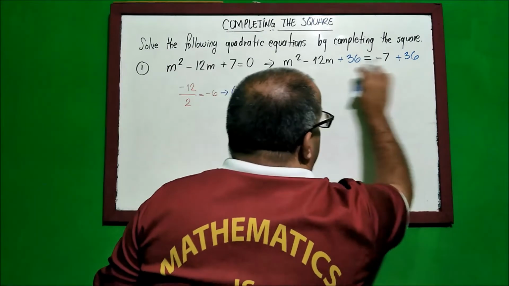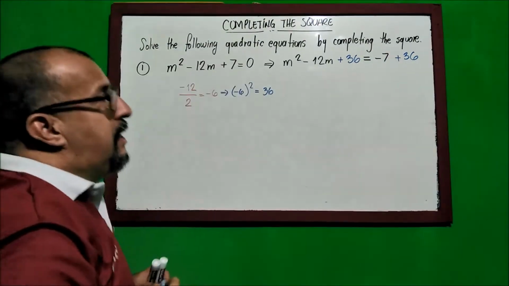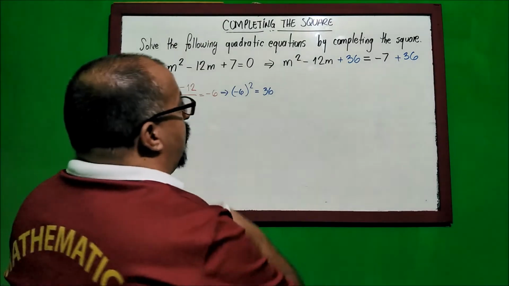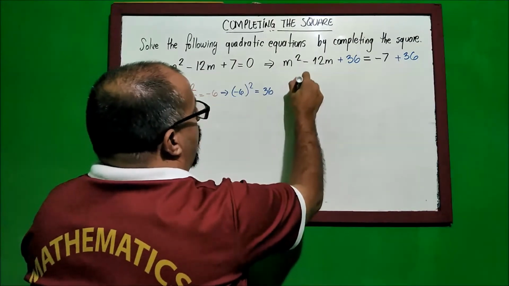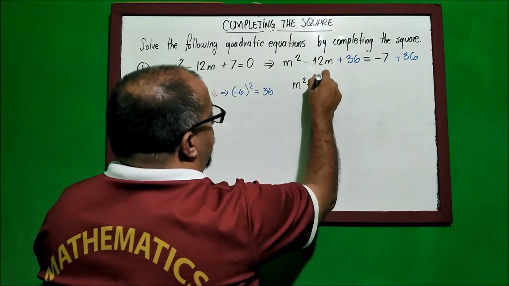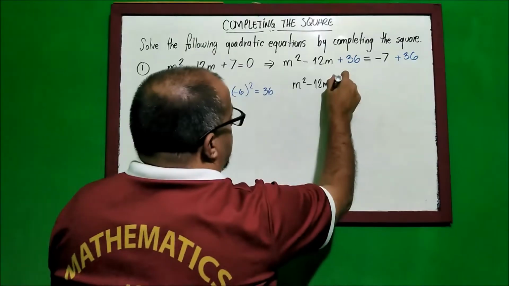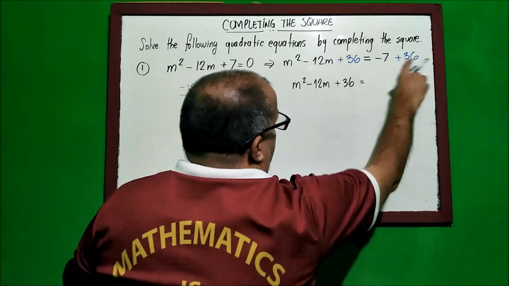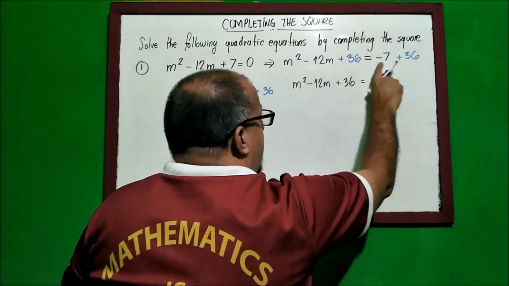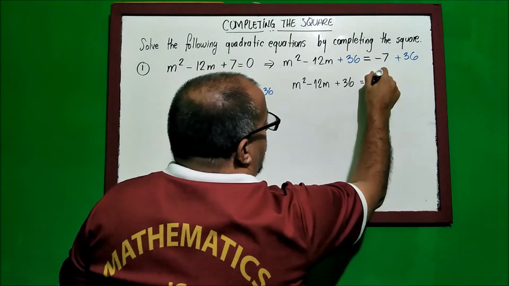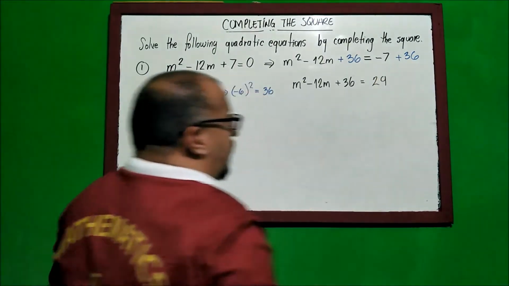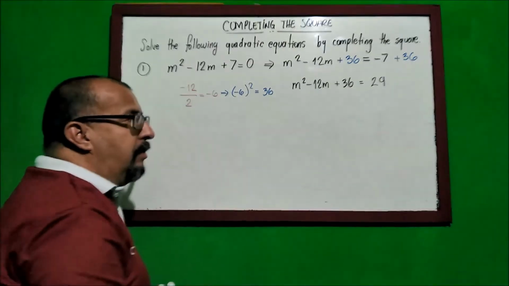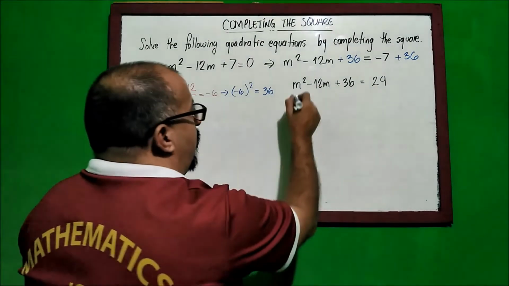So in here, this is my expression. Now I'm going to simplify the process that we have in here. We're going to have m squared minus 12m plus 36, all this equal to the operation 36 minus 7, or negative 7 plus 36, which will give me 29. Okay, now this polynomial in here on the left side of the equation is a perfect square trinomial.